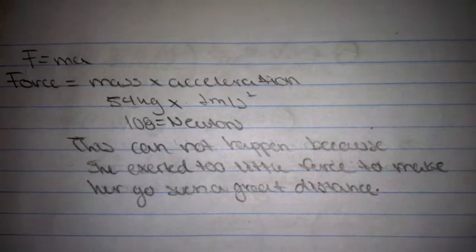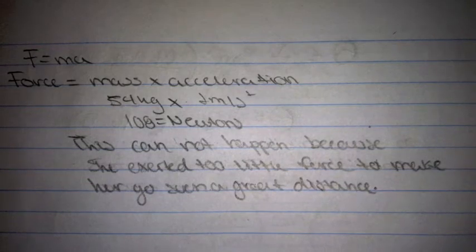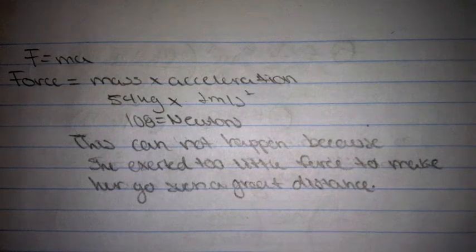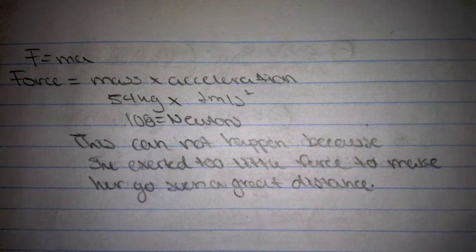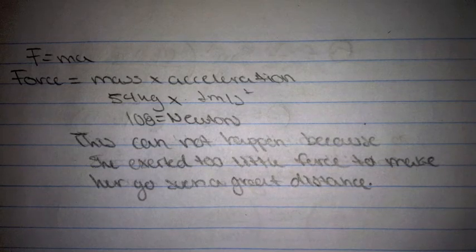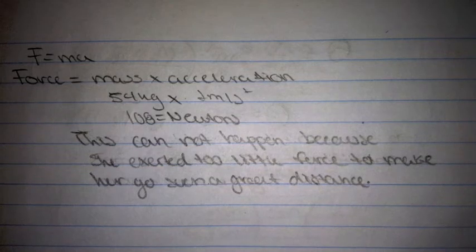Let's do an example. For instance, let's use the formula F equals ma, which is force is equal to mass times acceleration, to find the force that she exerted upon this person. Let's say that she was 54 kilograms. She had an acceleration of 2 meters per second squared. This results in 108 newtons. This cannot happen because she exerted too little force to make her go such a great distance.